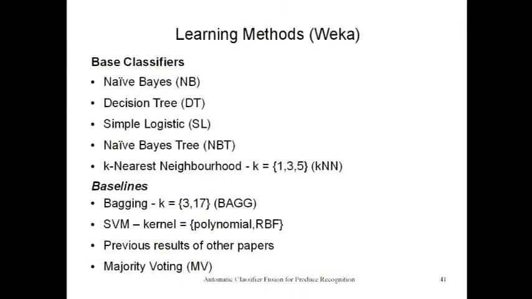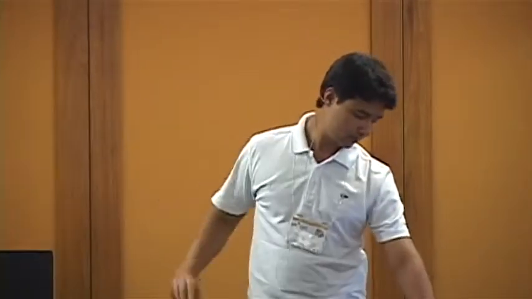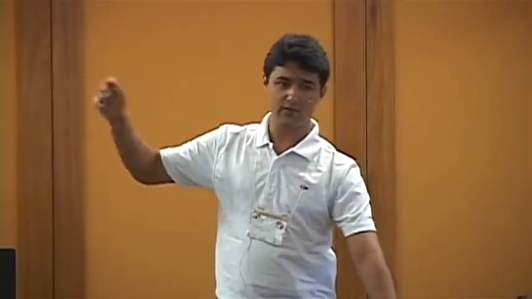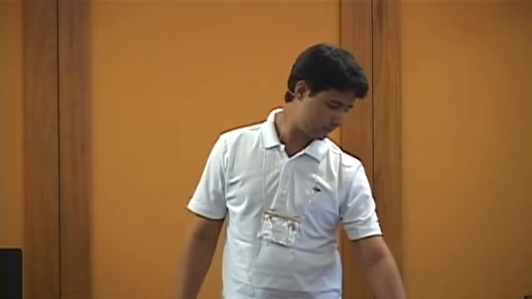As learning methods for the basic classifiers, we tested 3 different approaches. We have 5, but KNN we counted 3, testing with K equal to 1, 3, and 5. And we have compared our approach with previous results in other papers, and also some well-known techniques to combine classifiers. To evaluate the methods, we compute the accuracy in a 5-fold cross-validation protocol.